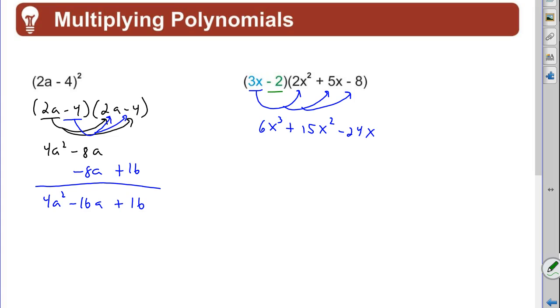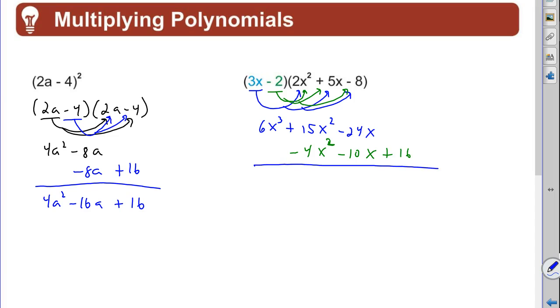Now let's distribute the negative 2 to every term in the back polynomial. Negative 2 times 2x squared is a negative 4x squared. Negative 2 times a positive 5x is a negative 10x. By the way, notice the way I line up my terms. It's just easier if you line up your like terms. And now a negative 2 times a negative 8 is a positive 16.